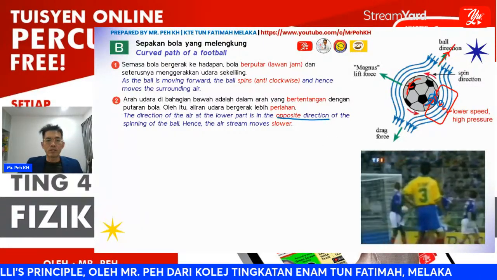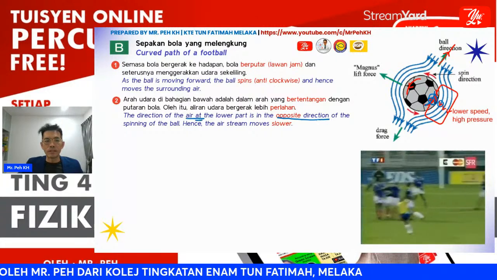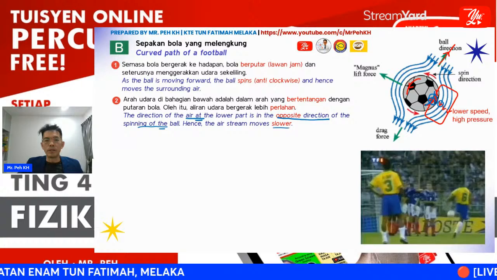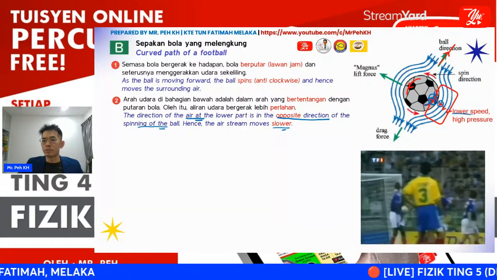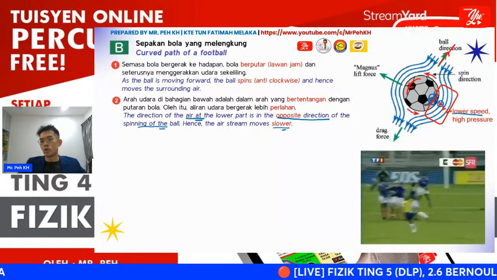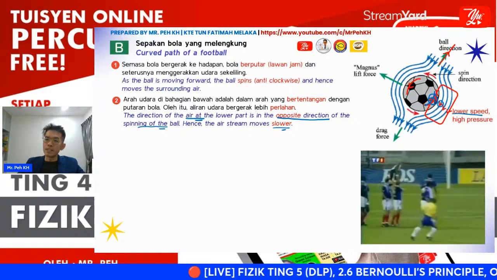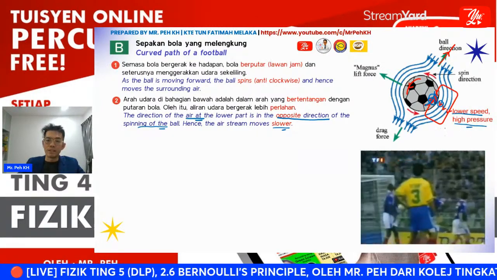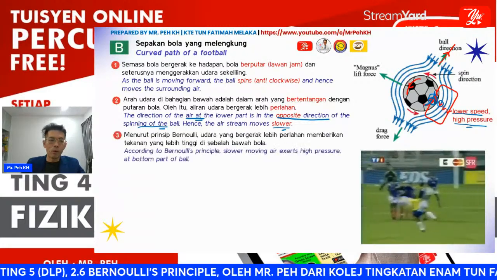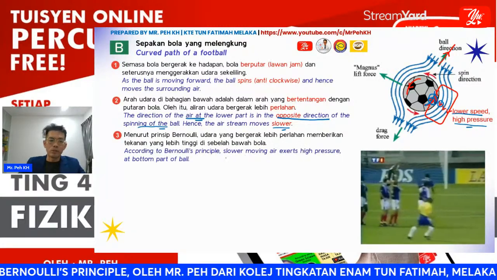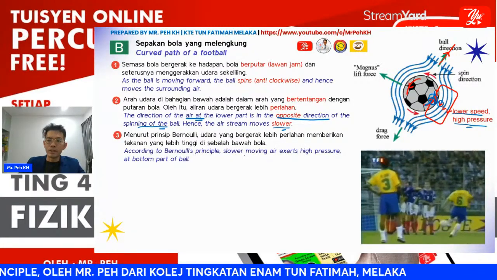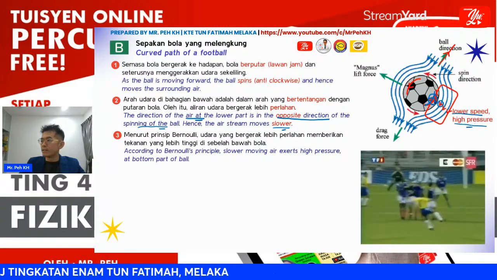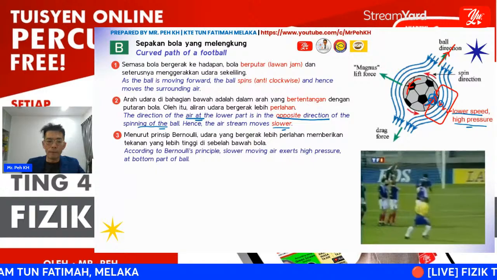Okay, so when the direction of air is opposite to the spinning of the ball, the air speed will become slower, or here will be showing the lower speed. So when there is a slower speed at the bottom part, the pressure will be higher. And the third point, according to Bernoulli's principle, when the air is moving with the slower speed, the pressure will be higher at the bottom part of the ball.